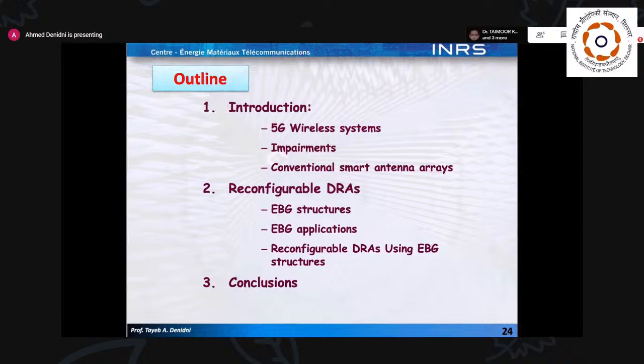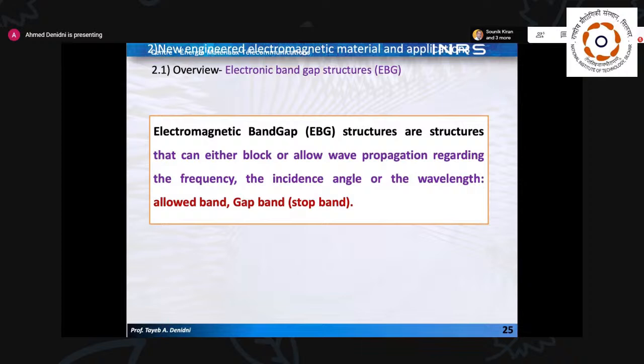What is an EBG structure? Electromagnetic band gap structures are structures that can either block or allow wave propagation depending on the frequency, the incidence angle, or the wave band. At the end, we have an allowed band, and we have a gap band where we stop the wave. The idea of using this structure is to control the wave propagation. In some bands, we let the energy pass through this structure; in some frequencies, we block the propagation.